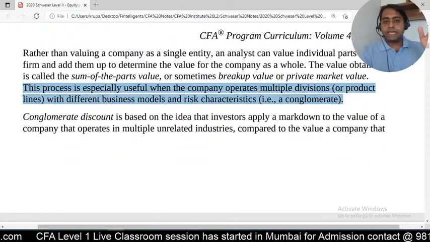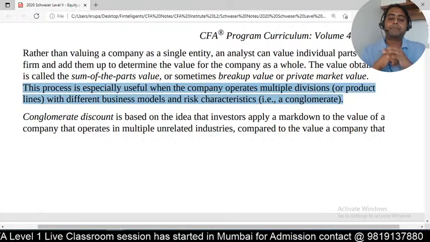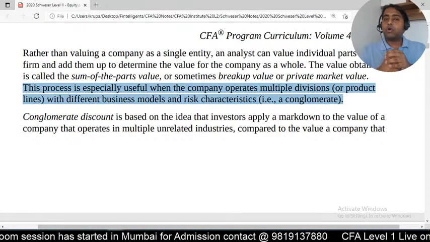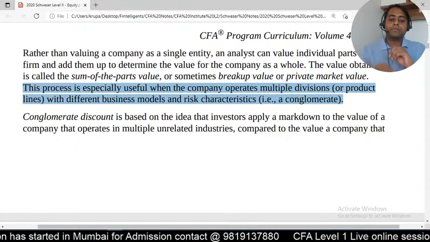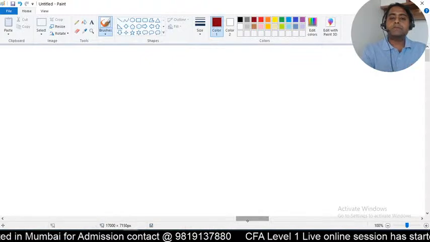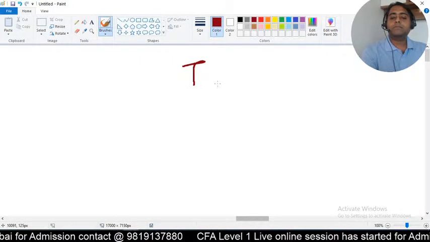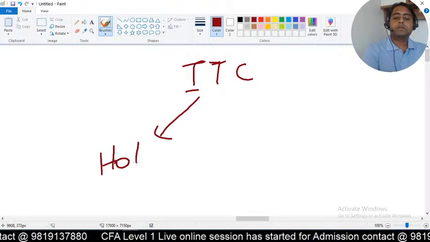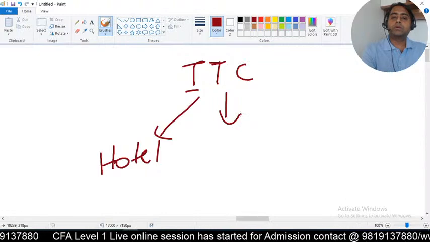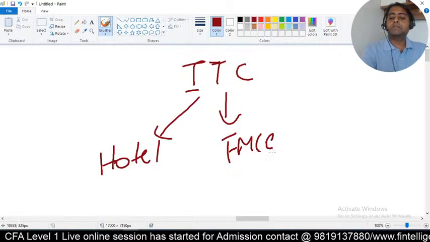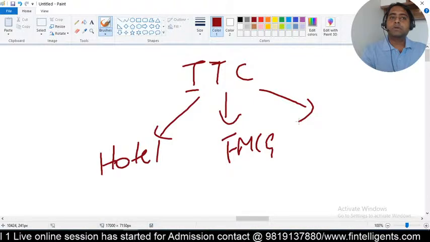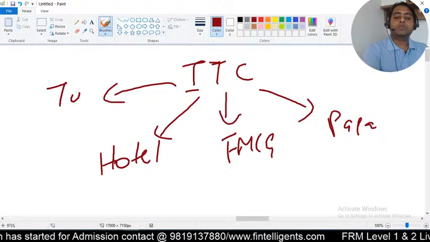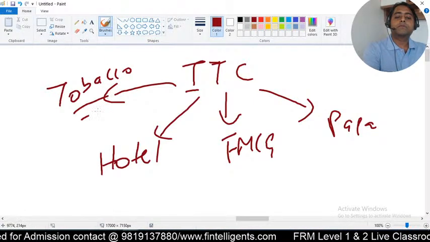That is where you calculate the value of each company and then add it up. But the main thing is that if suppose there are three businesses, the conglomerate value is slightly lower. I'll give you an example. Suppose ITC. ITC is also into hotels. They are also into FMCG because they also sell biscuits. They are also into books or paper business. They are also into tobacco business. Tobacco is their main business, which is a cash rich business.